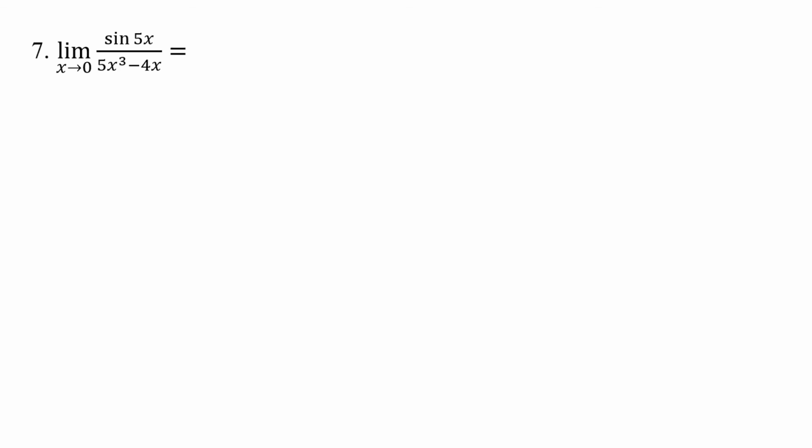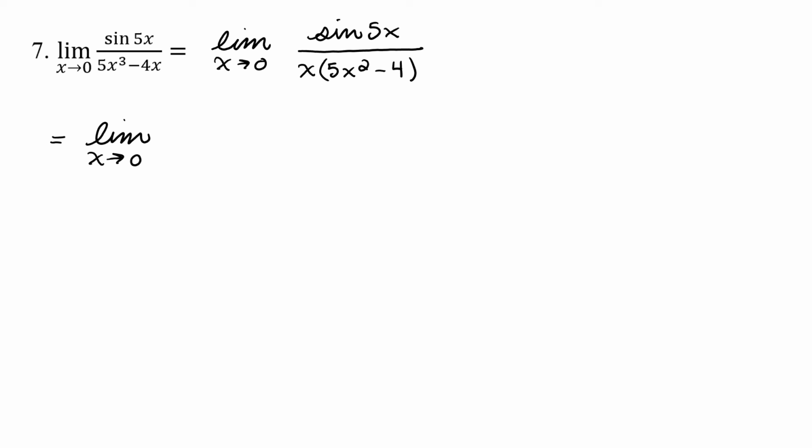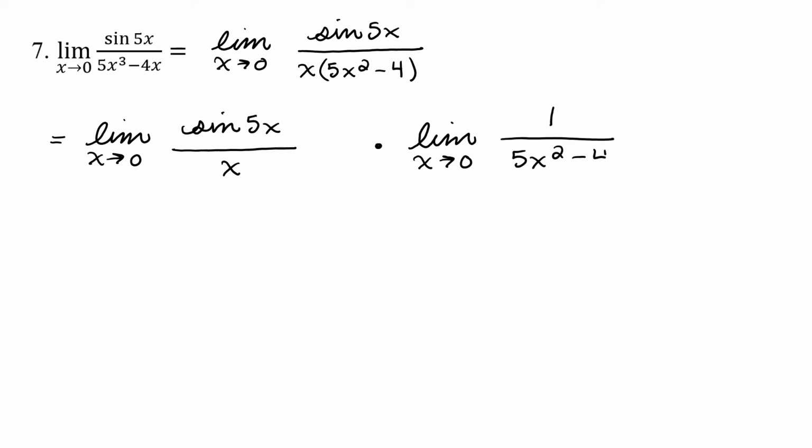We have the limit as x approaches 0 of sine of 5x over 5x cubed minus 4x. Whenever you can factor and you're evaluating a limit, it's a good idea to try out factoring. So we have the limit as x approaches 0 of sine of 5x over x times 5x squared minus 4, because x is a common factor between 5x cubed and 4x. Now we can split up some of these factors, so this will be equal to the limit as x approaches 0 of sine of 5x. In order to evaluate this, we'll need a 5x in the denominator. We already have this x. Then we have the limit as x approaches 0 of 1 over 5x squared minus 4.